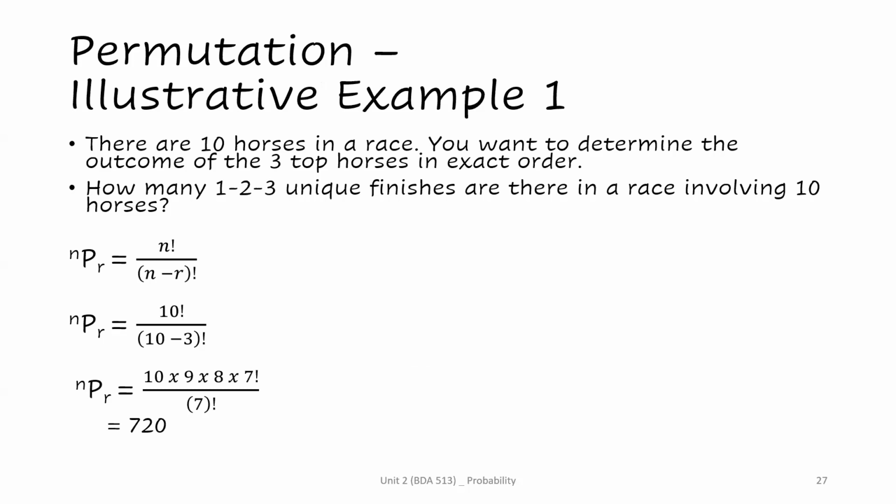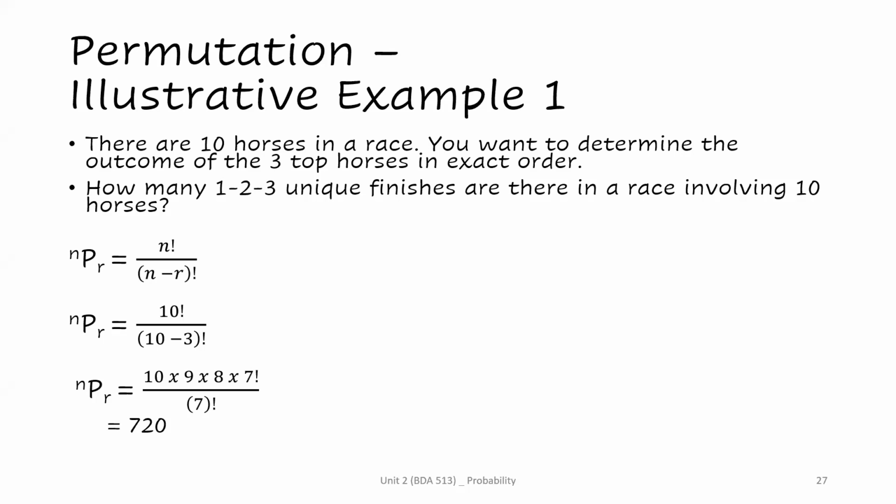Okay. So there are 10 horses in a race. You want to determine the outcome of the 3 top horses in exact order. So here we are talking about an ordered list, exact order. How many unique 1, 2, 3 finishes are there in a race involving 10 horses? If you have 10 horses, how can you arrange it so that horse 1, horse 2, horse 3 finish in that order? So you have to choose them and make sure that they finish in that particular order.